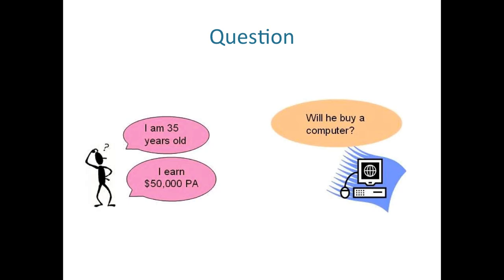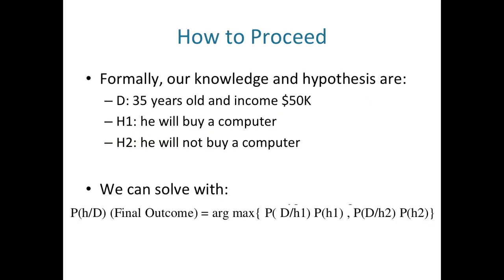And we want to answer the question whether a person will buy a computer or not based on the set of information that we have. So what do we know? We know that the individual is 35 years old and has an income of 50K. We want to understand whether he will buy the computer or not. It's a binary decision.